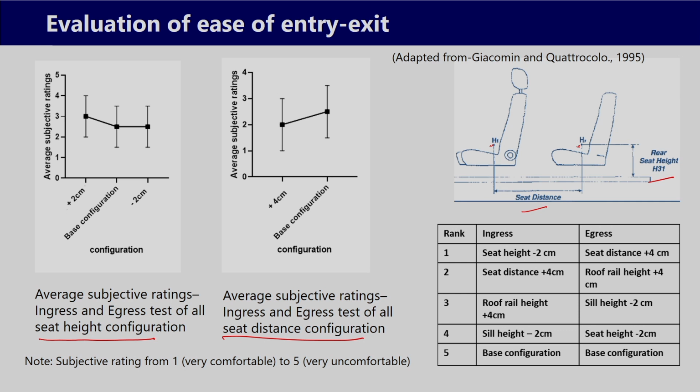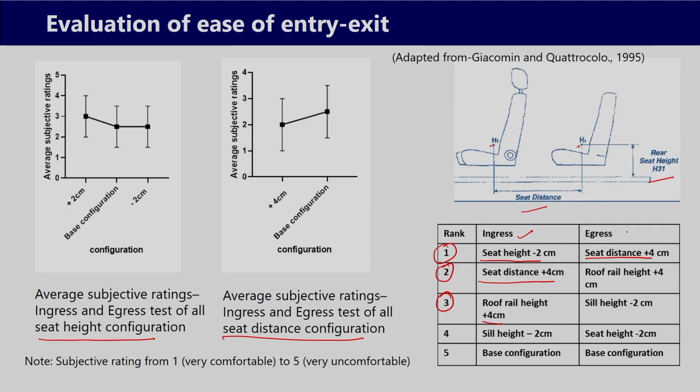And based on this study, they came to the conclusion that for the ingress process, the most important variable, the seat height of -2 centimeter is good, and that was ranked 1 by the respondents. Similarly, seat distance of +4 centimeter was ranked 2. Roof rail height increased by 4 centimeter was ranked 3 for the ingress process, whereas for the egress process seat distance of +4 centimeter was good and that was ranked 1 by the respondents. Similarly, the subjects also mentioned that roof rail height of +4 centimeter is good for the egress process, they ranked it 2, and sill height of -2 centimeter, sill height meaning the rocker height, lowered by 2 centimeter, was ranked 3 by the respondents.